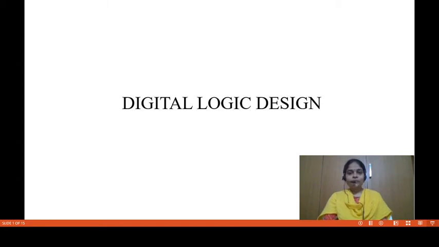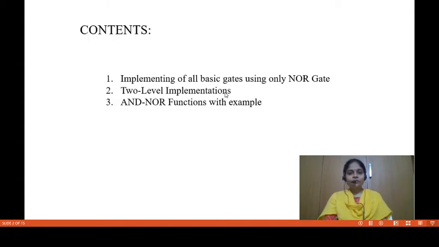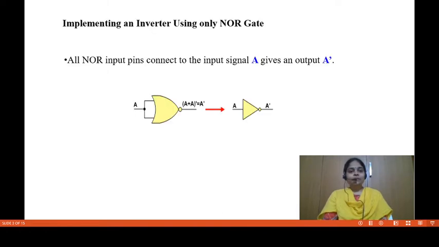Hello everyone. In this video, we will discuss how to implement all basic gates using NOR gate. NOR gate is a universal gate, and we will also cover two-level implementations and NOR functions with examples. First, let us see how to implement an inverter using only the NOR gate. By using the NOR gate, you have to implement a NOT gate. So only the NOR gate you have to use here.